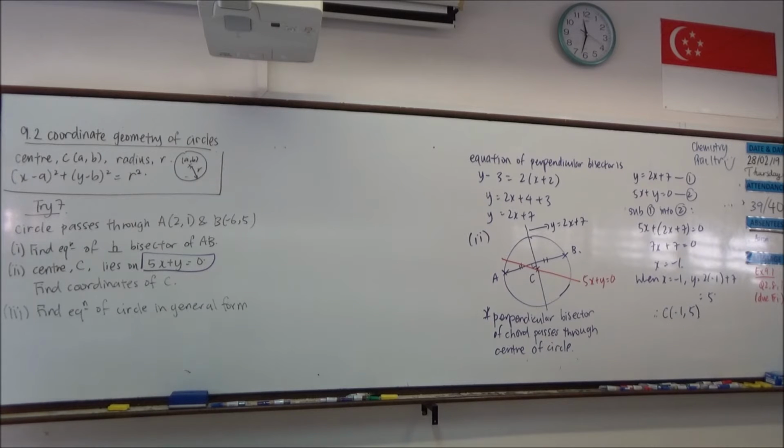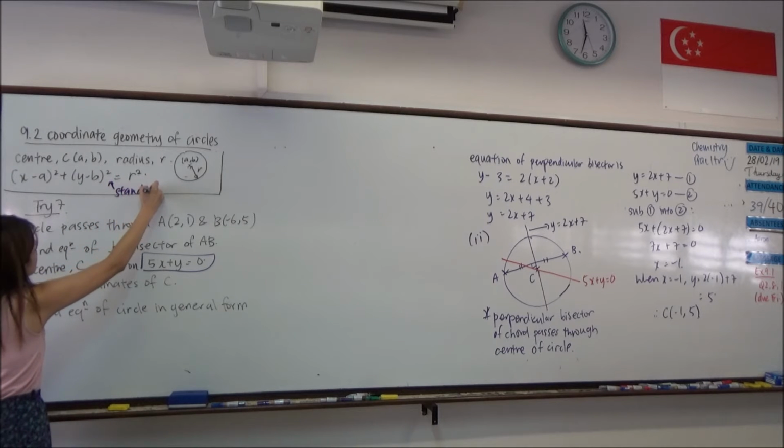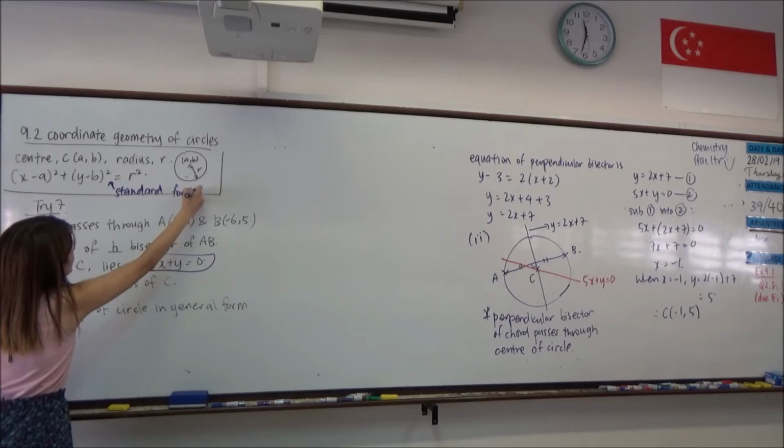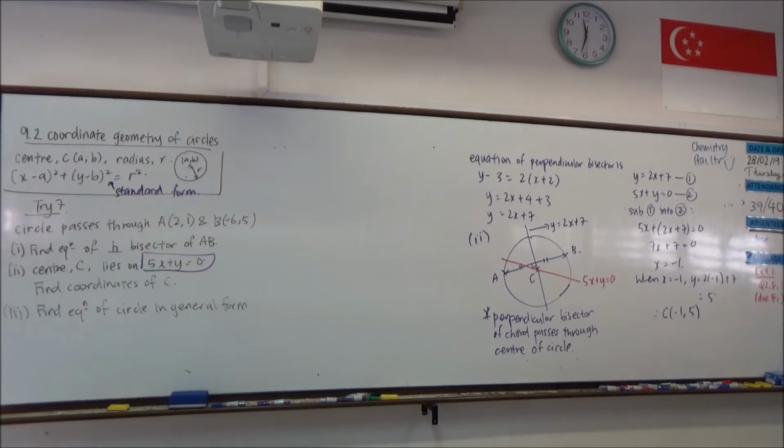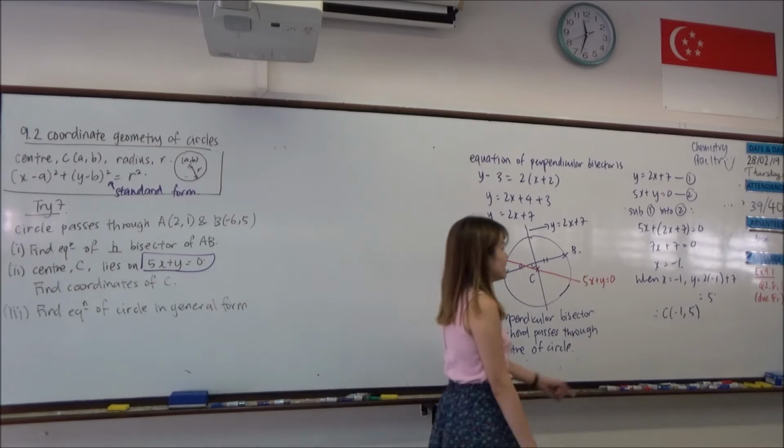Alright, then in part 3, we want to find the equation of the circle in general form. This is the standard form, by the way. Regardless of whether you want standard form or general form, we know that general form is just an expanded version of the standard form. We will still need to know what is the radius. At this point, we only know what is the center.